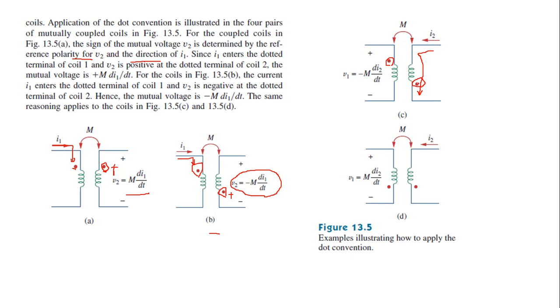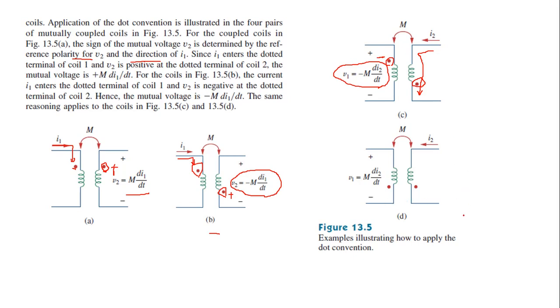Okay, so if current leaves the dotted terminal in coil 1, what happens to coil 2? Wherever the dot is placed, that terminal is negative, right? So here we have taken the reference as plus minus. So again the voltage is negative. So the mutual voltage developed here is negative.